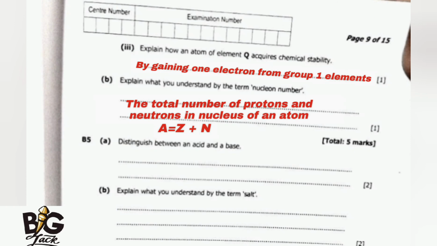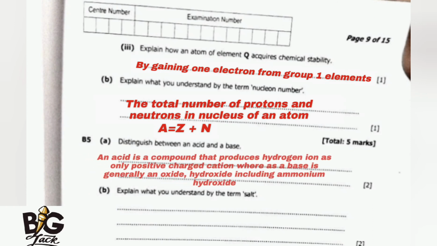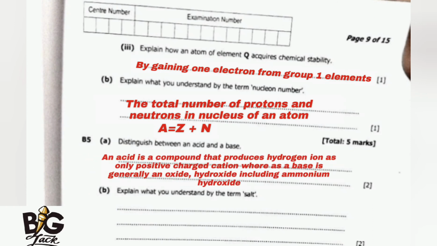Then as for question B5, question A: distinguish between an acid and a base. In this part, I'm just going to use the definitions. An acid is a compound that produces hydrogen ion as the only positively charged cation, whereas a base is generally an oxide or hydroxide, including ammonium hydroxide. That is the difference between an acid and a base.